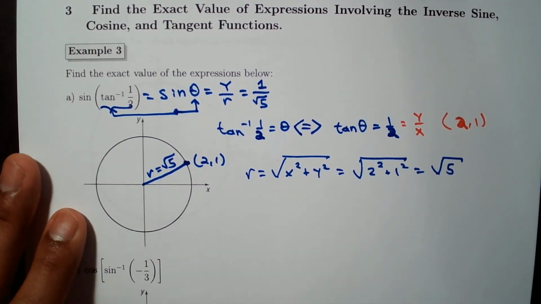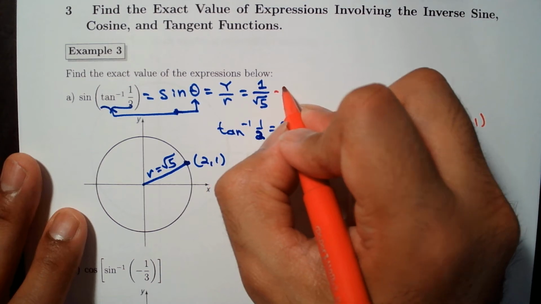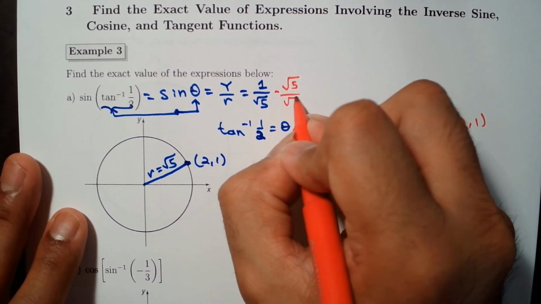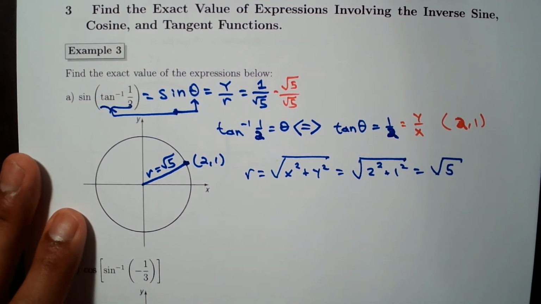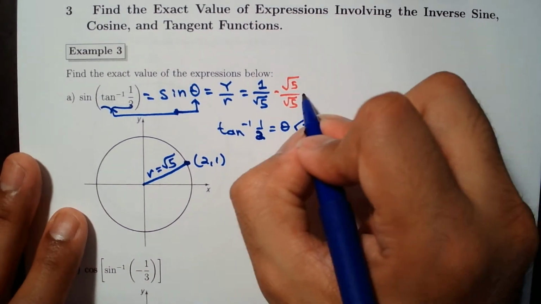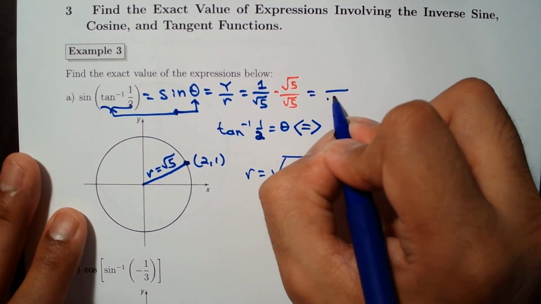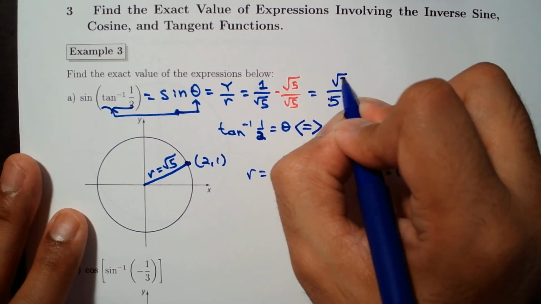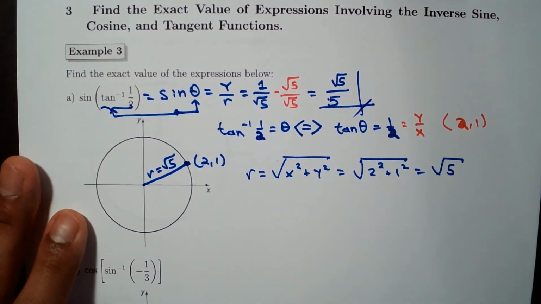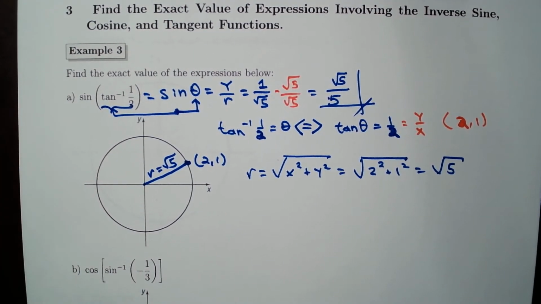But well, this is a good final answer. However, you might want to rationalize the denominator. So that's going to be root of 5 times itself. The radical cancels. The denominator is simply 5. And root of 5 at the top. So root of 5 over 5 is our final answer.